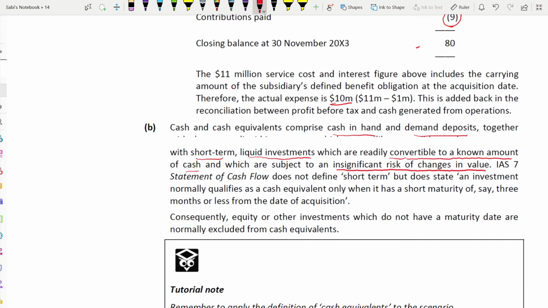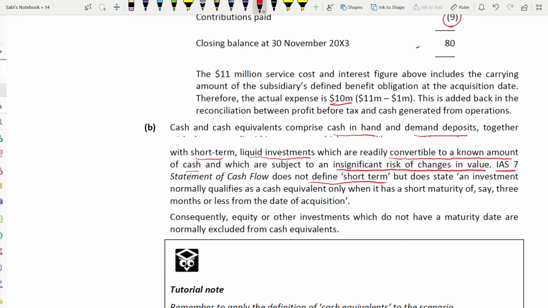Then those which are subject to insignificant risk of changes in value. They do not change in value so much. Even if they change, the value is so small that the risk is very insignificant. The risk is not so much. Okay. So IAS 7, you need to say what IAS 7 says. IAS 7 does not define short term. Do they? They do not define.